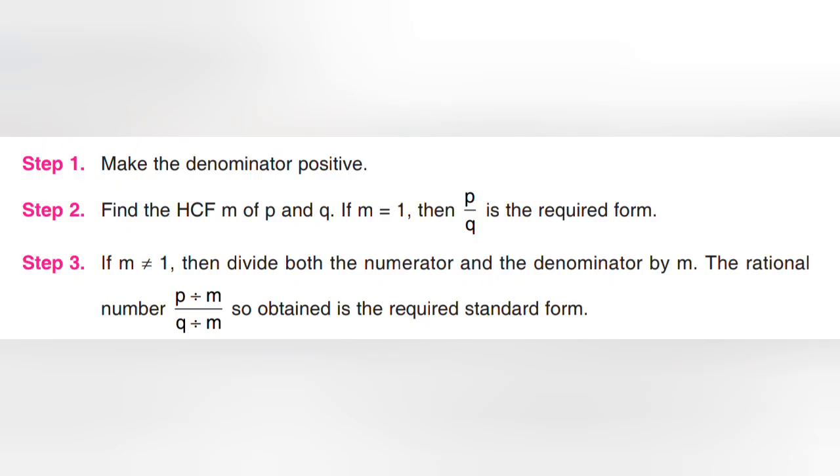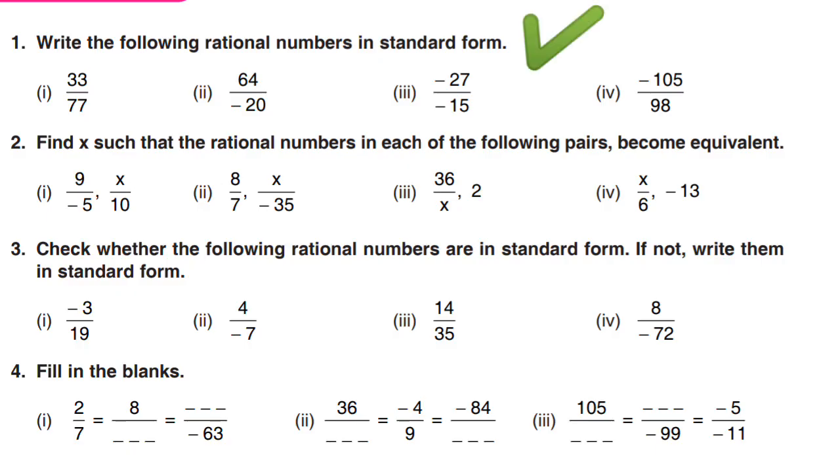So how to convert a number into standard form? The first step is make the denominator positive. Second is find their HCF. If it is 1, then p upon q is the required form. And third step is divide the numbers by their HCF. So what is the meaning of this? Let us discuss with the help of question number 1 of the exercise. That is, write the following rational numbers in standard form. So first of all, let us see its first part.